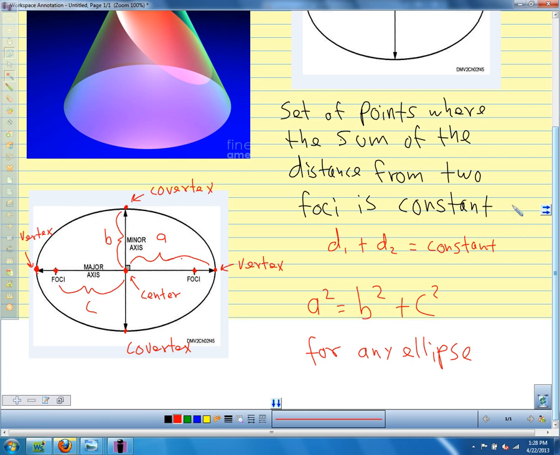All right, any questions about our parts here? Let's talk about the standard form of our equation.